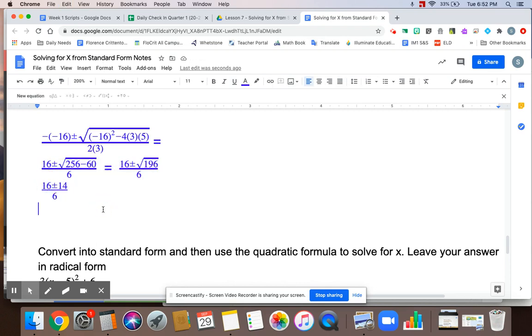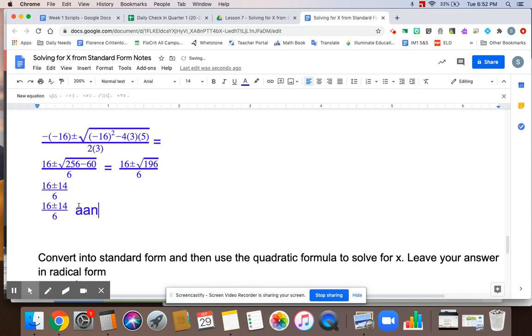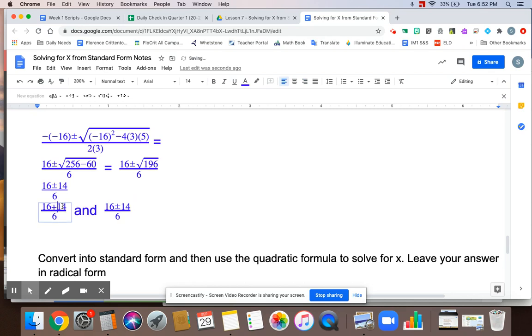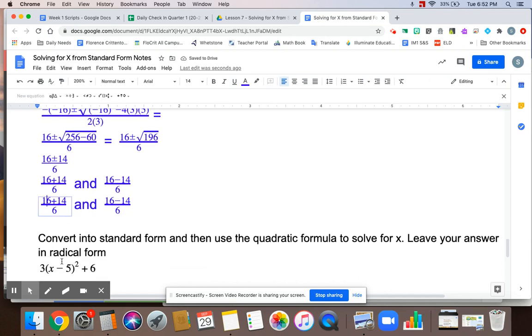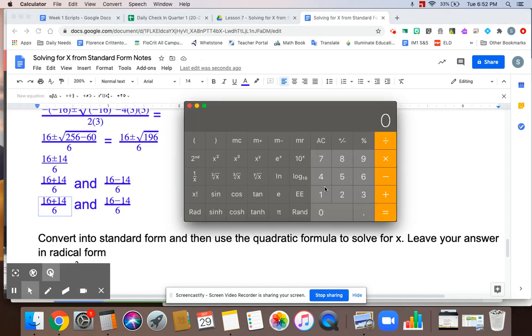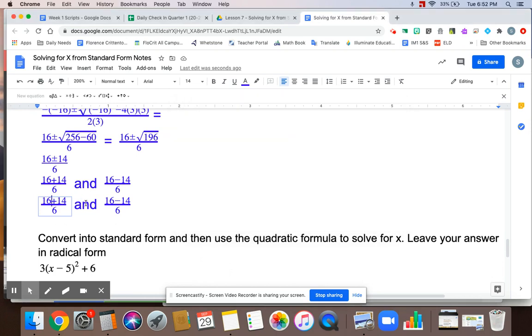So now I'm going to take my answers and split it into 2: one with just the plus, and then one with just the minus. To finish up my answers, I have to simplify them. So if I do 16 plus 14, I get 30 on top of this one. This one, if I do 16 minus 14, I get 2.